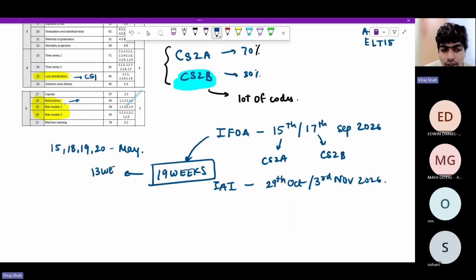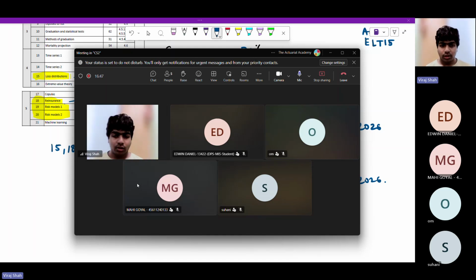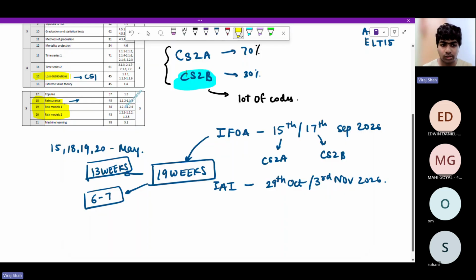13 weeks, we are going to try and complete our portion. And the rest of your 6 to 7 weeks, we are going to do revision. How will we revise and everything? I will talk to you about that in detail during this session only. But let's first focus on these 13 weeks.